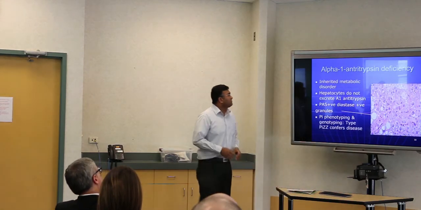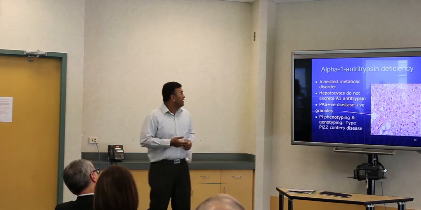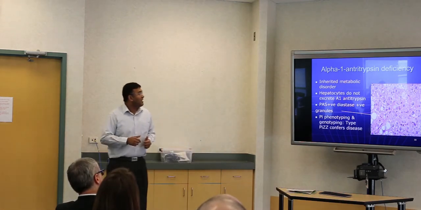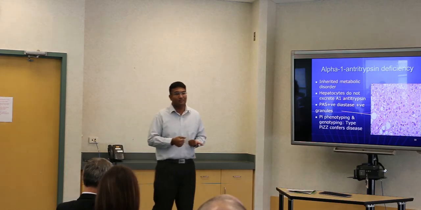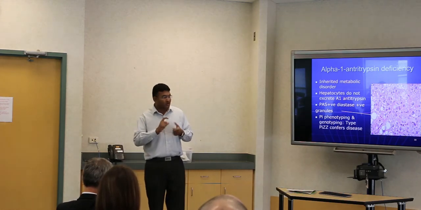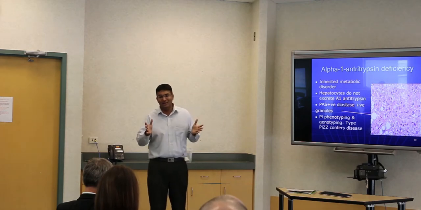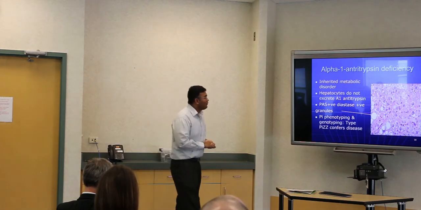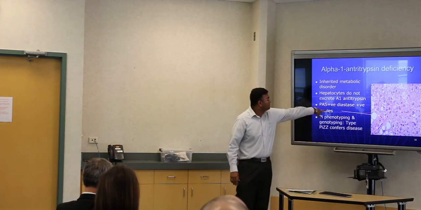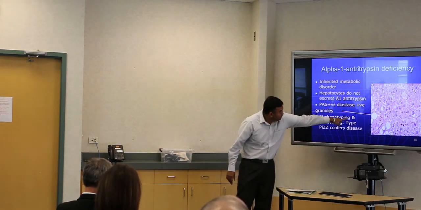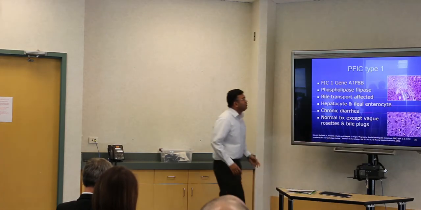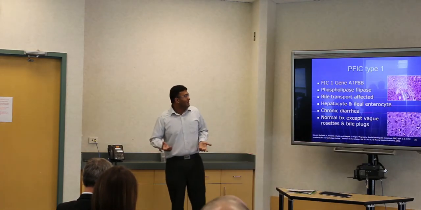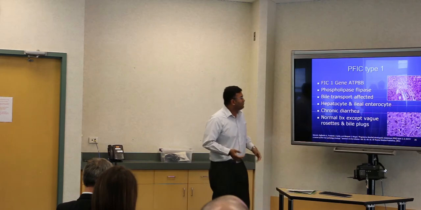Alpha-1 antitrypsin deficiency is an inherited metabolic disorder. Hepatocytes are able to produce alpha-1 antitrypsin but not able to excrete it. The basic defect is that the protein is structured in such a way that it accumulates in the liver and causes liver disease. What you would classically see is PAS-positive, diastase-resistant granules, which are seen down here. And usually the biopsies are normal, except for ductular rosettes and bile plugs, which could be seen.